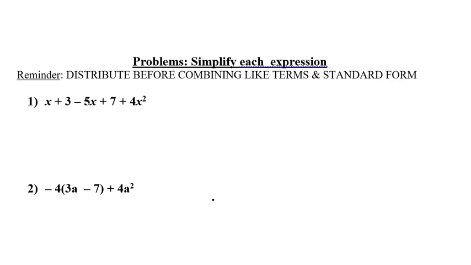So for number 1, what we have to do is just combine like terms, no distributive property. So step 1 is to identify the like terms. And you see 4x squared is by itself. Step 2 is use the associative property and move them next to each other. So 4x squared is by itself. 7 plus 3 is 10.